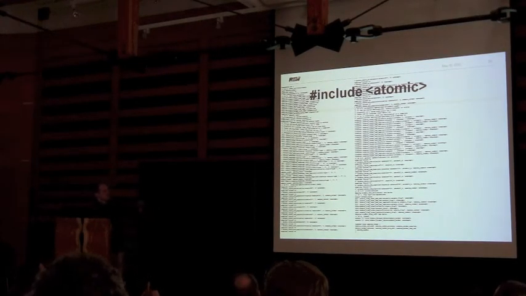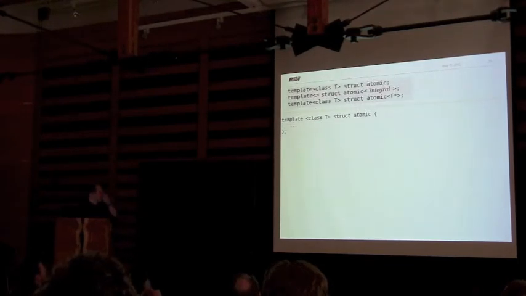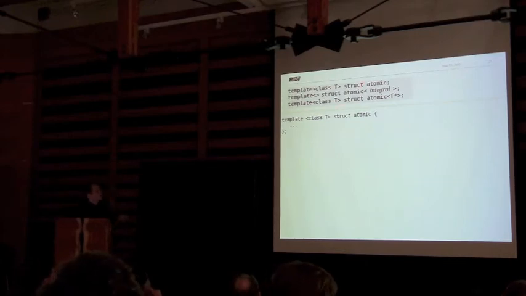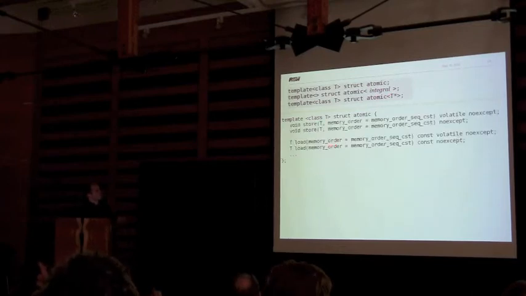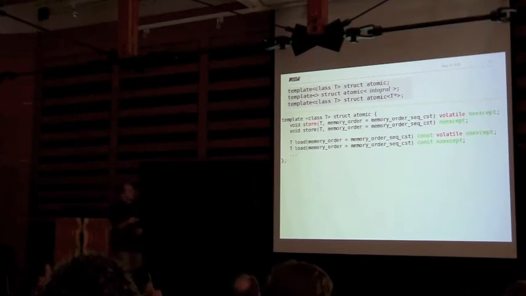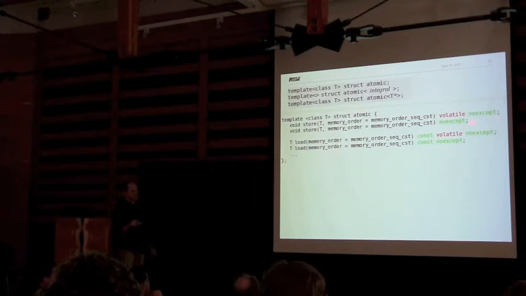That's just the interface. It doesn't have any of the inline implementation. So basically, the main part of the atomic thing is a template called atomic. And there's basically three main specializations of it: the generic one, one for integers, and one for pointers. When you start looking at the header file, you see that every function in there has two versions, the volatile and the non-volatile, and every single function in atomic is noexcept, right?